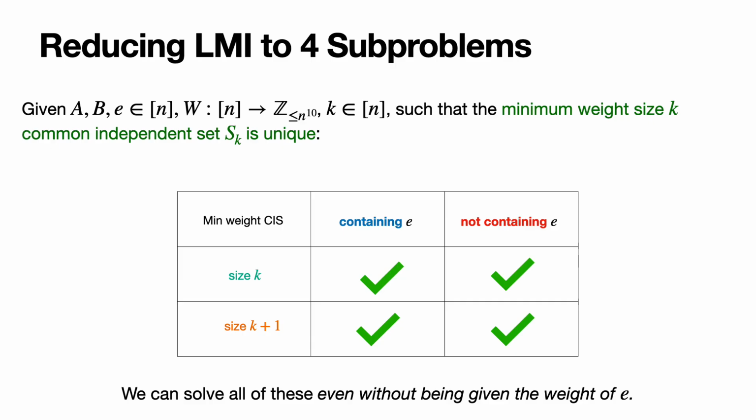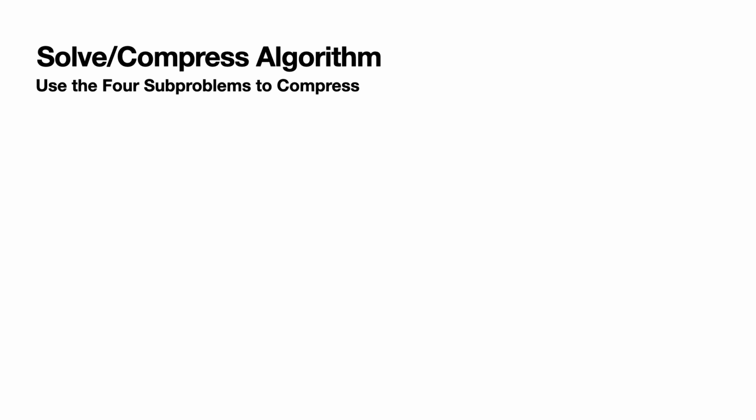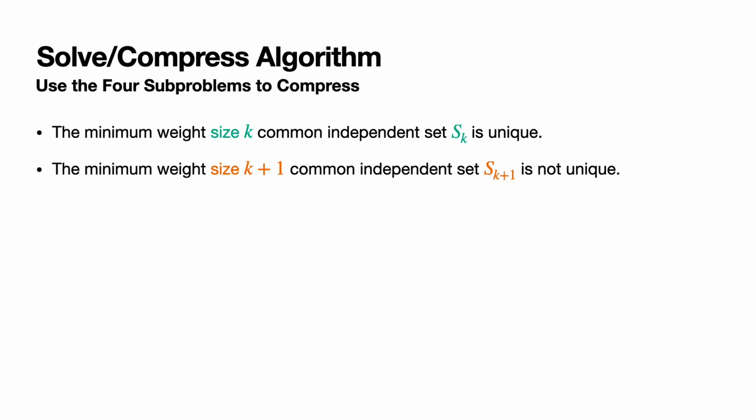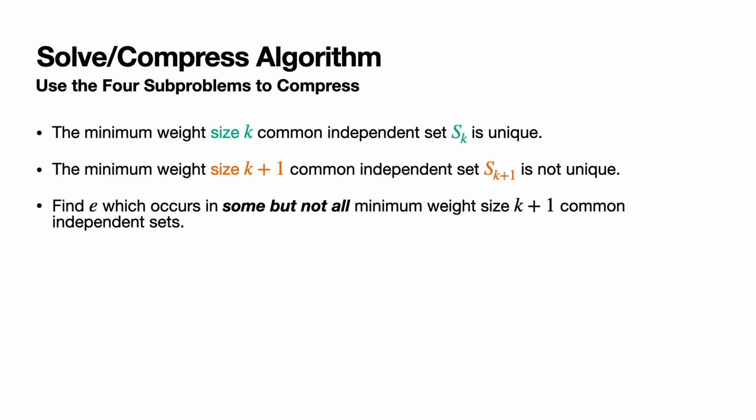Okay, good. So now let me tell you how the third step works. So remember the situation we're in. We know that the minimum weight size k common independent set is unique, and the minimum weight size k plus 1 common independent set is not unique. What we're going to do is find E, which occurs in some, but not all minimum weight size k plus 1 common independent sets. Okay? And such an E is called a threshold element. Okay? Now, how are we going to do that?